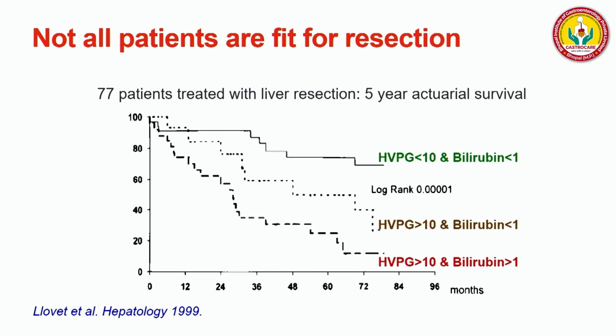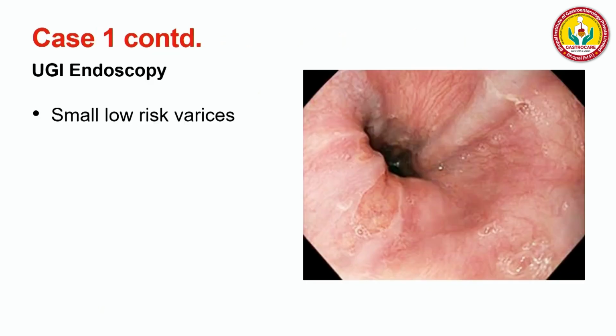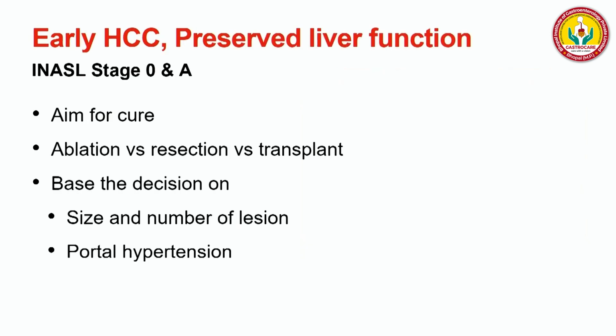This guy has a HVPG more than 10. Why? Because we did an endoscopy and the varices were there. So we know that the HVPG is more than 10. And bilirubin, I told you, was 1.3. So he's not a good candidate for surgery. Anyway, it's a small lesion. RFA would do very good. I would choose RFA.